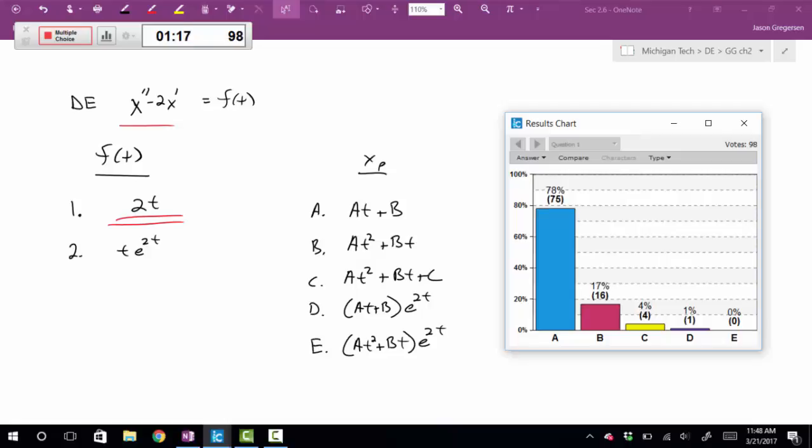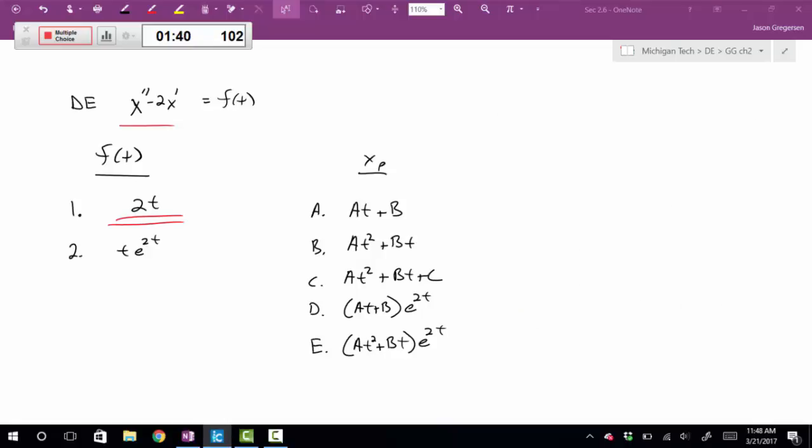The majority of people say A. Fortunately, the majority of people also thought they picked good brackets. A is not correct. B. There we go.